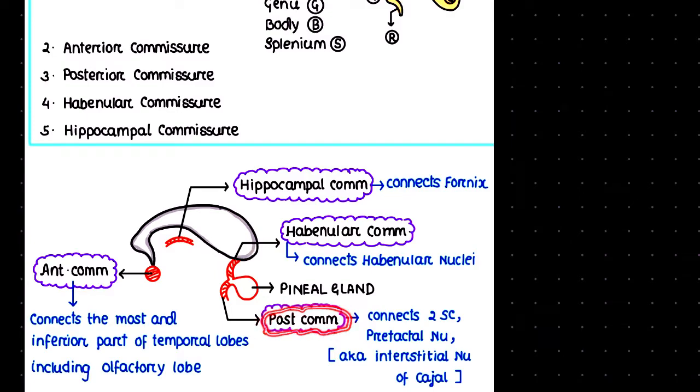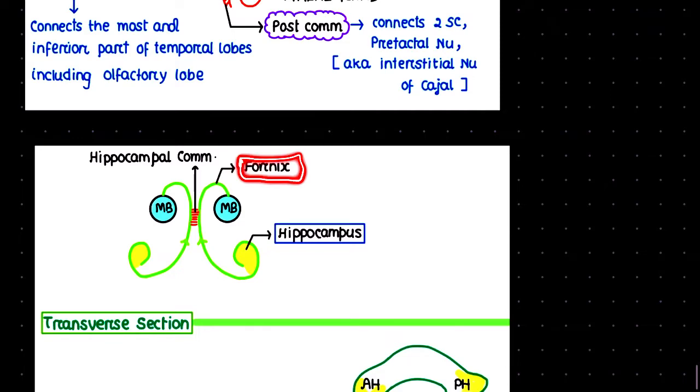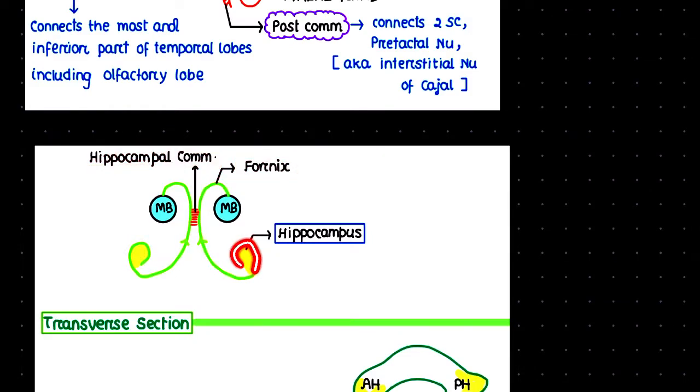Now talking about the hippocampal commissure, it connects the fornix. About the fornix, we will come just after this. Now the fornix is connected by the hippocampal commissure. So this structure, this is our fornix. If you can see, the origination of the fornix is from the hippocampus, and then it goes all the way to the mammillary bodies. Now these two fornices are joined by the hippocampal commissure.